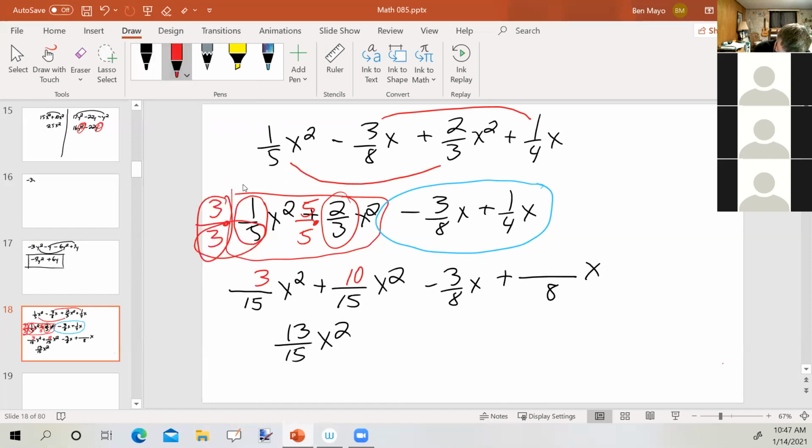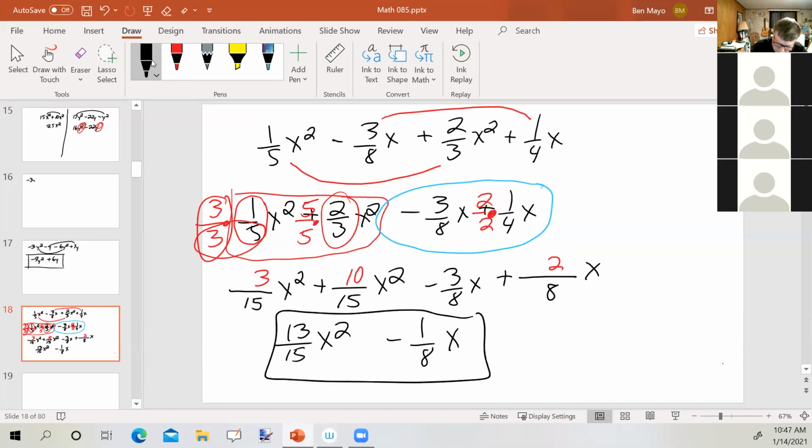So I'm going to multiply 1/4. Let's see, I'll multiply the denominator by 2, which gives me an 8. The numerator by 2, which gives me a 2. So 1/4 x becomes 2/8 x. So now I've got two fractions with the same denominator. So -3/8 x plus 2/8 x would be -1/8 x. And here is the final answer in descending powers.